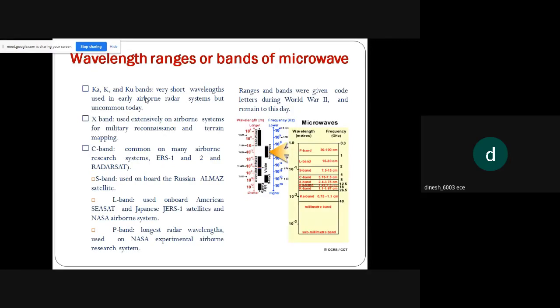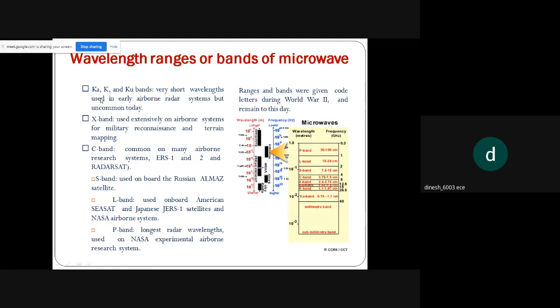The wavelength ranges or the bands of microwave are shown here. The same picture, I'm showing again. Here the K and Ku bands are very short wavelengths that were used in airborne radar systems, but they are not used nowadays. X band is used extensively for airborne systems for military and terrain mapping. C band is used commonly on airborne research systems, ERS-1, ERS-2, and RadarSat. Then we have the S band that is used by the Russian Almaz satellite. L band is used onboard the American Seasat and Japanese JERS-1 satellites and NASA airborne systems. P band, which has the longest radar wavelengths, is used on NASA experimental airborne research systems.